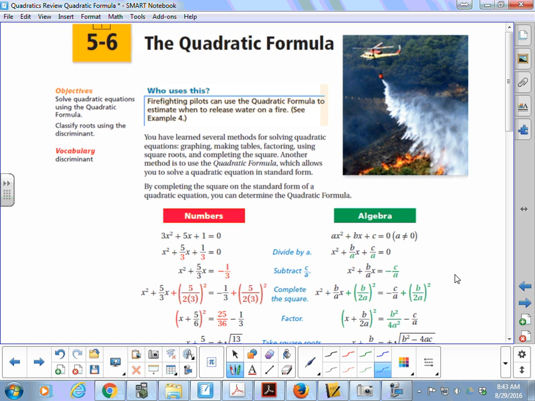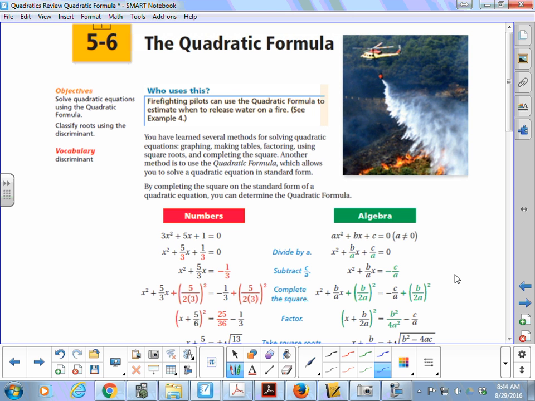So we're going to go back through and review using the quadratic formula to solve them, because lots of times you could end up in situations where they don't come out with nice numbers, and factoring is not an option. Even the more complicated factoring is not an option.